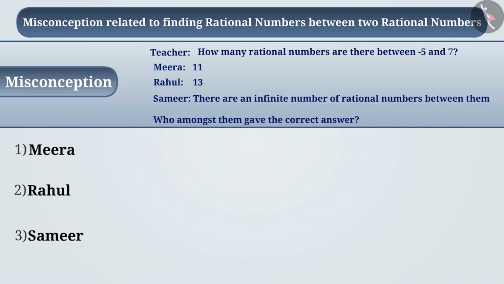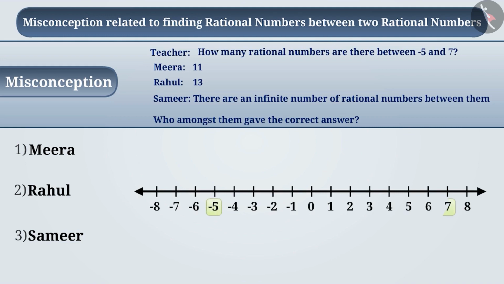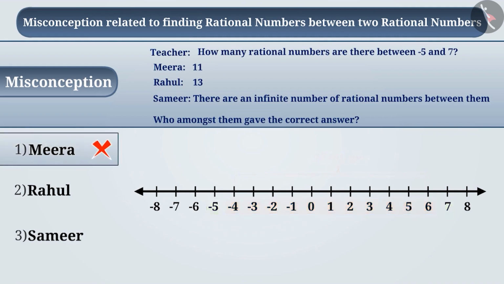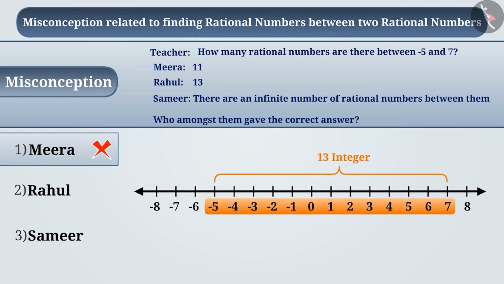Meera did not understand the question properly. Instead of finding rational numbers, she found out how many integers are there between minus 5 and 7. Since there are 11 integers between minus 5 and 7, she gave the answer as 11, hence option 1 is the wrong answer. Rahul counted the integers from minus 5 to 7 and he replied 13. Here, integers were counted when the question was asked to count the rational numbers. So this is again a wrong answer. That is, option 2 is also the wrong answer.